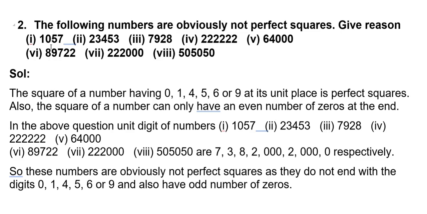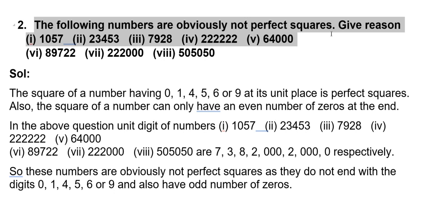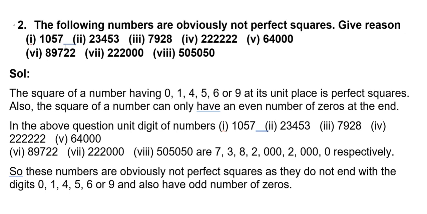Okay. Second problem: the following numbers are obviously not perfect squares. Give reason. These are the numbers, 8 numbers, 1057 like that. Solution: the square of a number has 0, 1, 4, 5, 6 or 9 at its unit place. Also, the square of a number can only have an even number of zeros at the end. These are perfect squares.